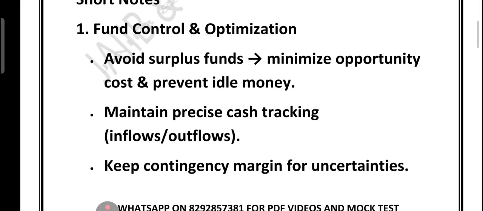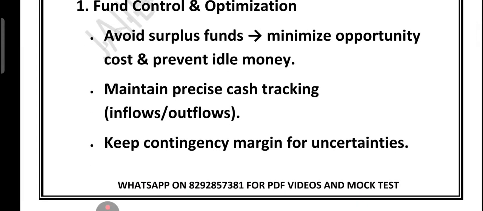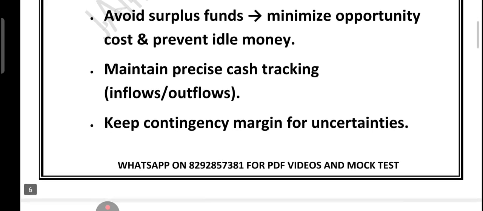The main idea is don't keep too much idle cash lying around. Why? Because surplus funds lead to opportunity cost, which means that money could have earned profit elsewhere. So treasurers must maintain precise cash tracking. They should always know how much money is coming in and how much is going out. It's also very important to keep a contingency margin.